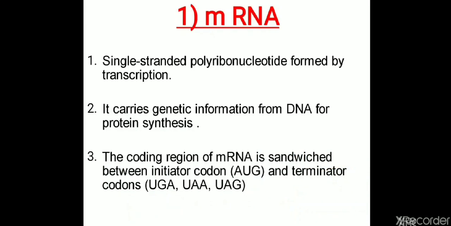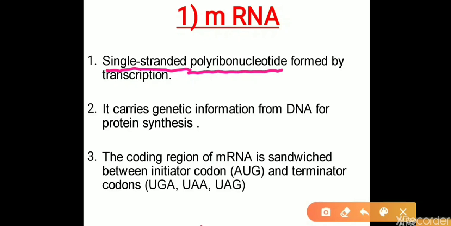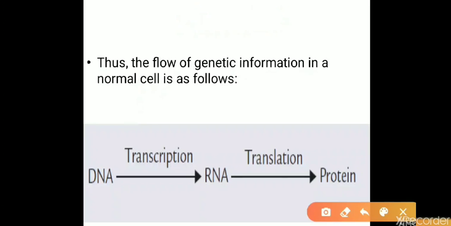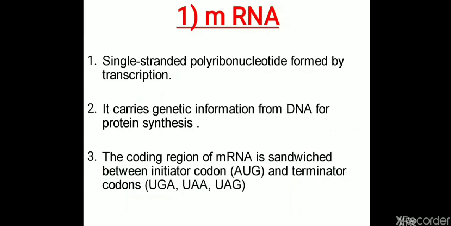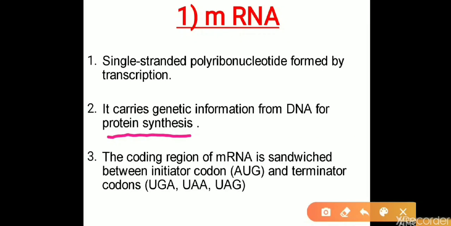So coming to different types of RNA. The first one is messenger RNA or mRNA. Similar to all types of RNA, it is a single-stranded structure and it is a polymer of ribonucleotides. So we can say it is a single-stranded polyribonucleotide, and it is produced by the process of transcription. Transcription produces the corresponding mRNA from the DNA molecule, and this mRNA carries the genetic information from the DNA and transfers it for protein synthesis. That's why they are known as messenger RNA, because they carry the message from the DNA molecule.